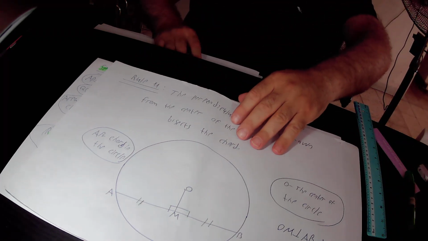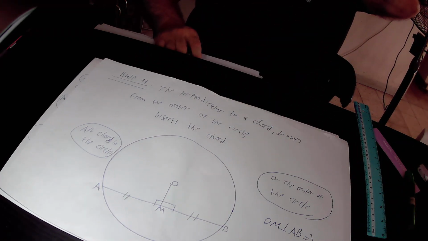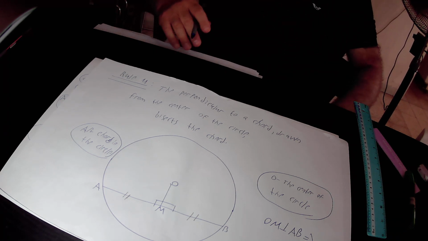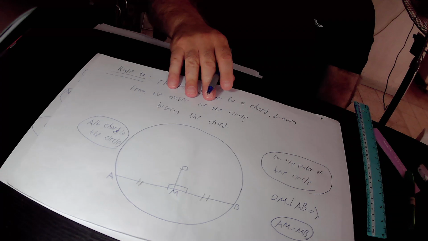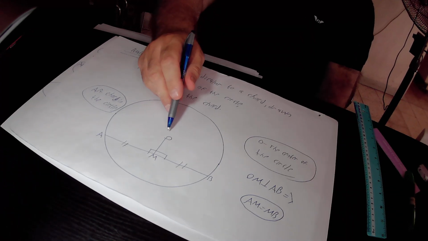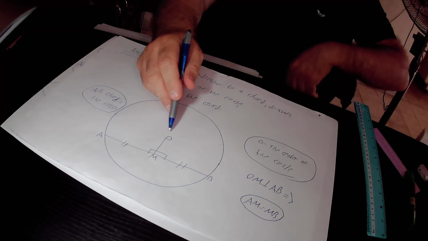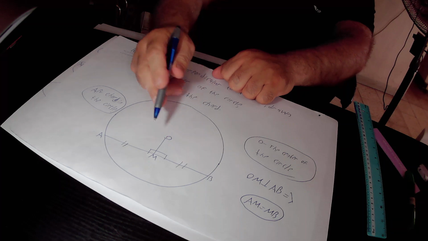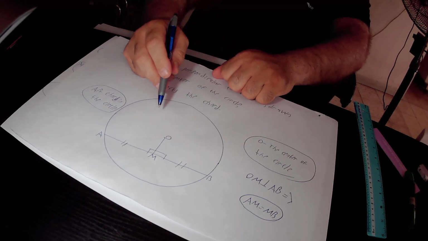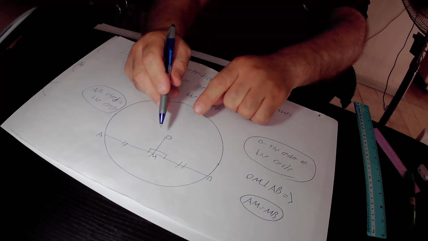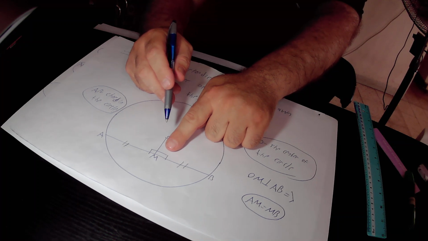According to rule 11, the perpendicular to a chord drawn from the center of the circle bisects the chord. So in the drawing we have a circle. This is point O, that is the center of the circle. From point O, we draw perpendicular OM on chord AB. So this angle equals 90 degrees, and this angle also equals 90 degrees according to our construction.